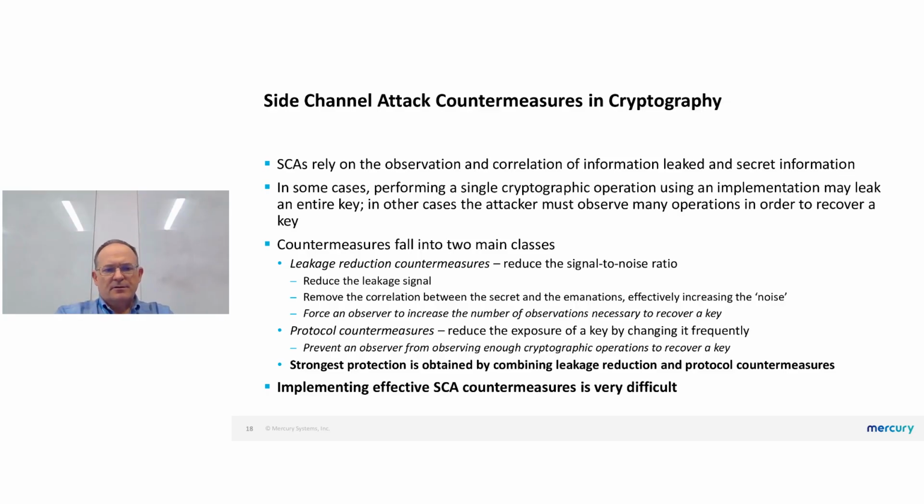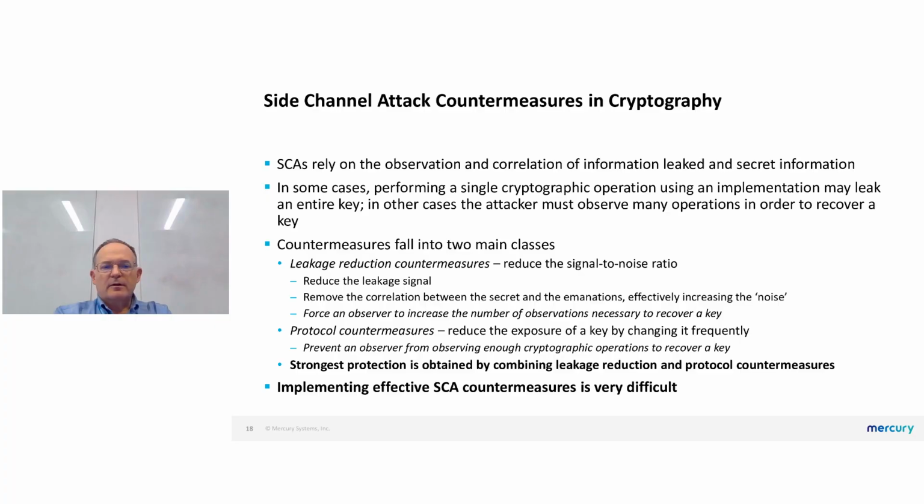The second approach is to remove the correlation between the secret and the emanations. That effectively increases the noise. A great example of that are techniques that split the secret key with random data, which effectively removes that emanation, and perform operations that can later be recombined to produce the answer, again, without revealing that key. This will increase the number of operations an attacker must observe to recover a key.